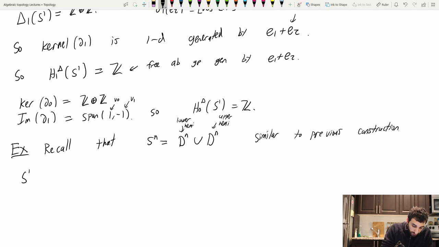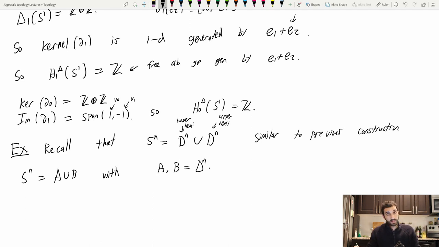So the n-sphere is A union B, with A and B equal to an n-simplex. You could convince yourself of this at least in lower dimensions. Here's a 1-simplex together with a 1-simplex glued together by the identity. And you could also do this with a 2-simplex. If you take a 2-simplex and you glue on another 2-simplex, these are all filled in here, you get S2. And it works for higher dimensional spheres too.